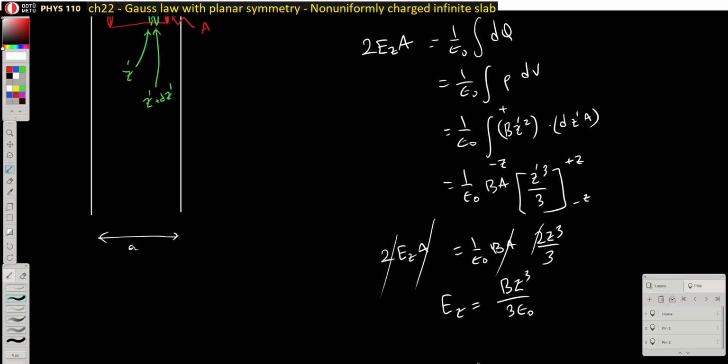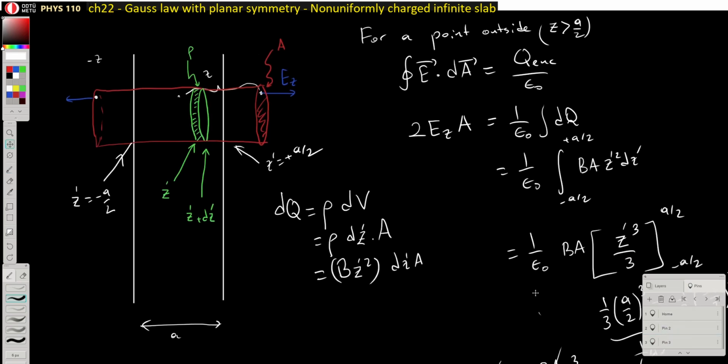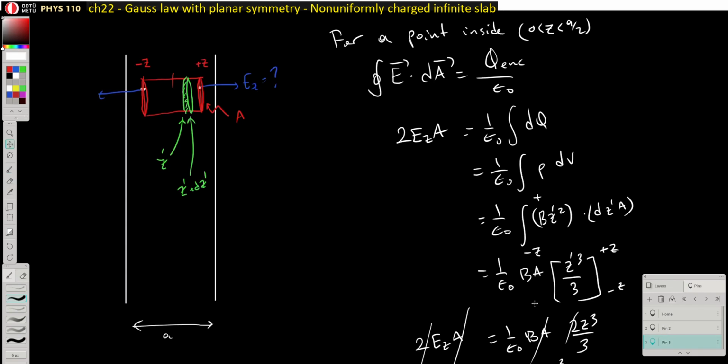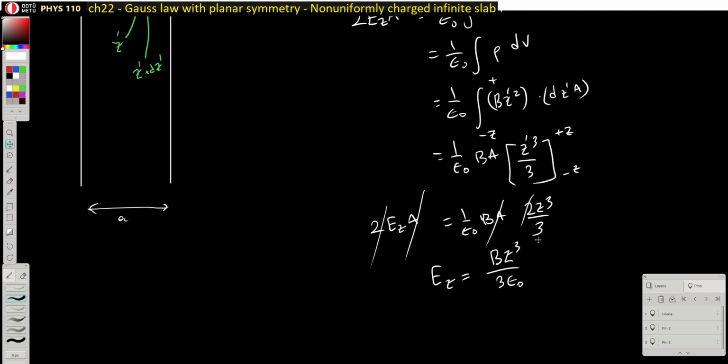I'm checking if I made a mistake. So let me remember the previous expression. There should be some kind of a continuity. Yeah, I made a mistake in here. Sorry about this. So this has to be 1 over 12. And so that's 1 over 12. And so therefore this is 1 over 24. Okay. At least I discovered the thing. So with this, you can check that this is indeed continuous.